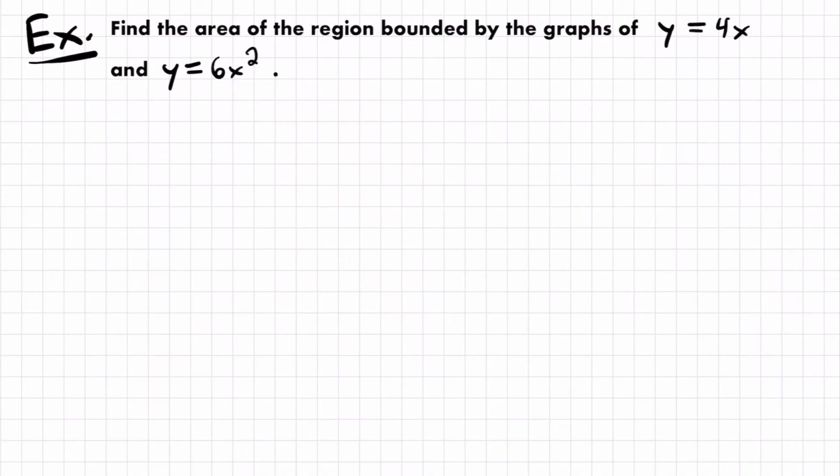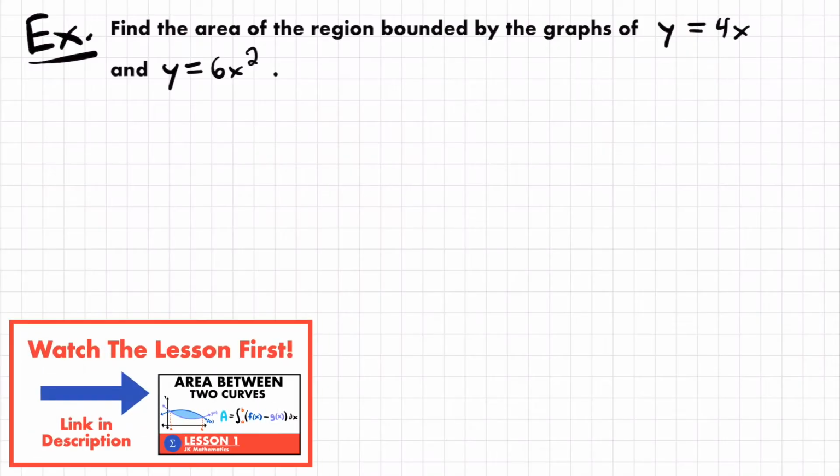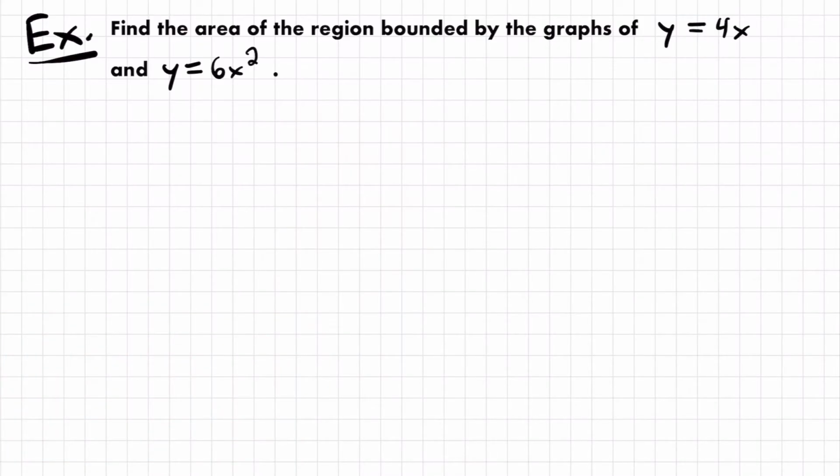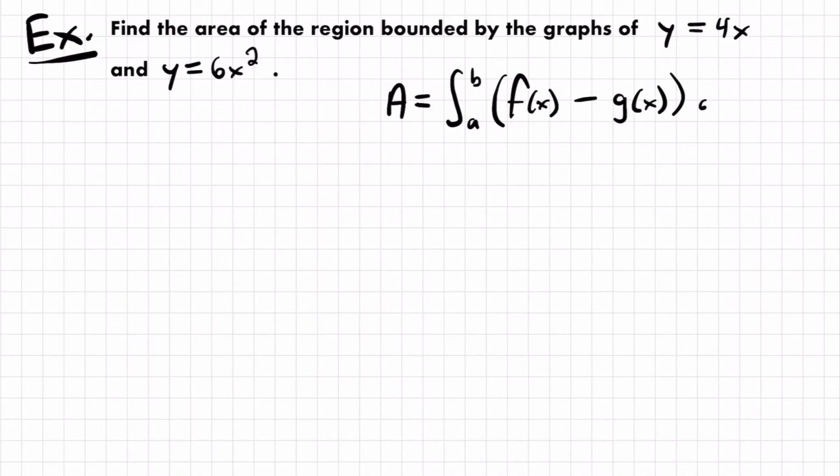Okay, and so in order to find the area between two curves, we need to know the formula for the area between two curves. And that formula looks like this. The area is equal to the definite integral from a to b of the top function of the region f of x minus the bottom function of the region g of x, and that is multiplied by dx.